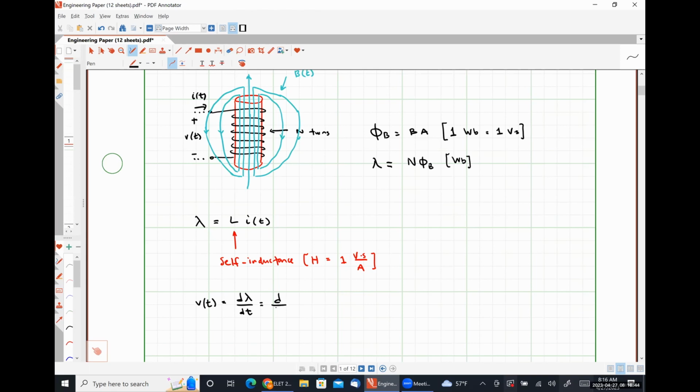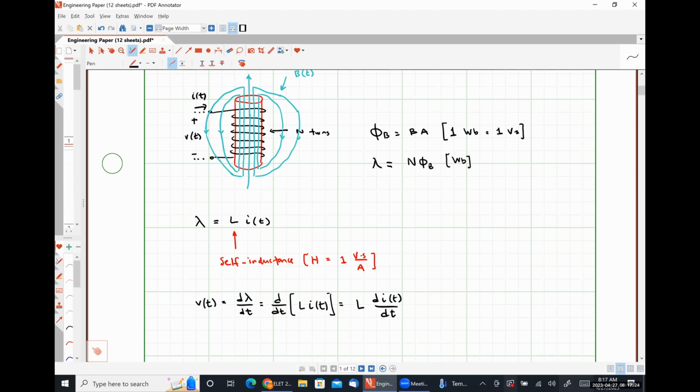So that is simply the derivative of L times I of t. And if we're assuming that our inductance doesn't change, we get L di by dt. This is literally the exact same equation as the voltage drop across an inductor, because it's exactly what we are describing here. So this is a very abridged review of the concept of self-inductance.